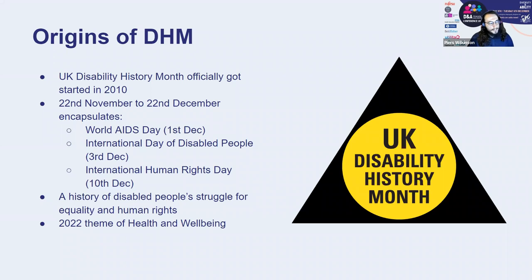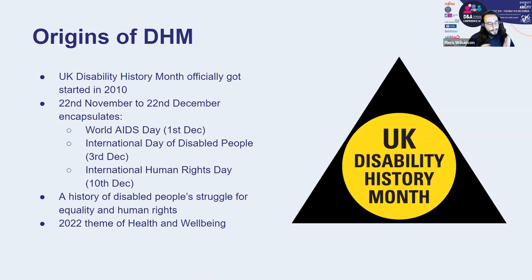On the right-hand side is the logo for UK Disability History Month. It's a black triangle. In the center is a yellow circle, with text inside that reads UK Disability History Month.